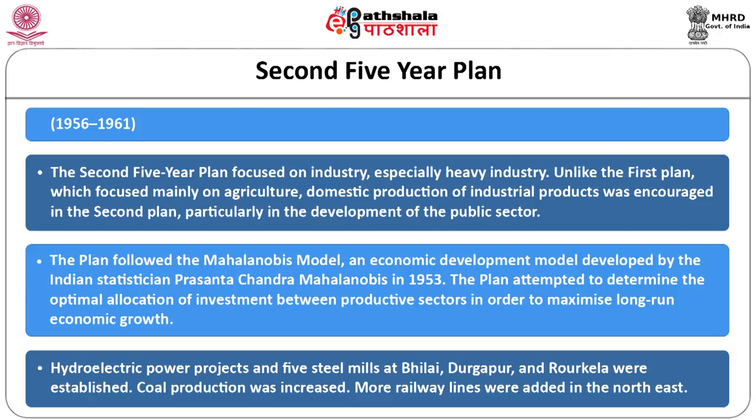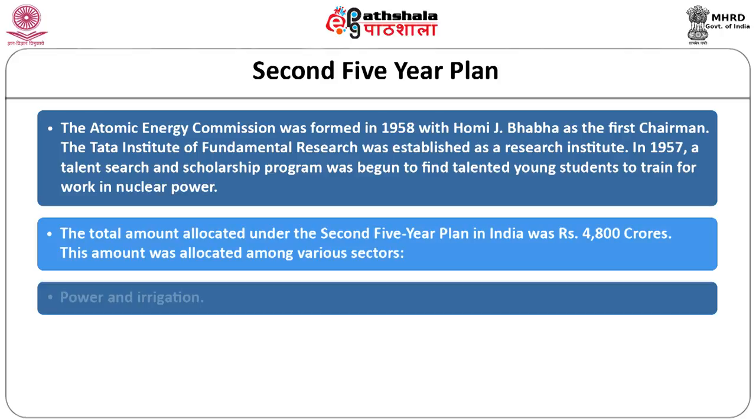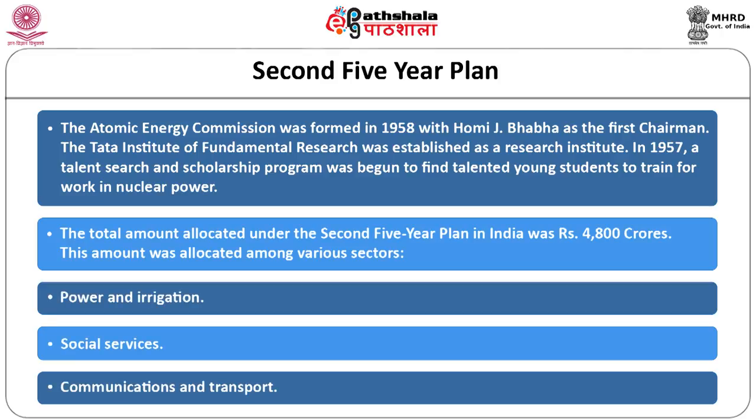Another institution set up during this period was the Atomic Energy Commission, in 1958. Another important thing is that focus was on power and irrigation, social services, communication and transport. The growth target was 4.5%, although we could achieve only 4%. The plan's allocation was 4,800, which multiplied at least four times from the earlier plans.